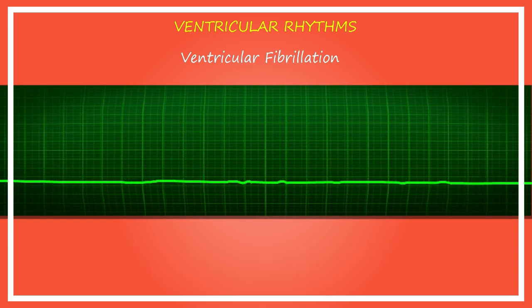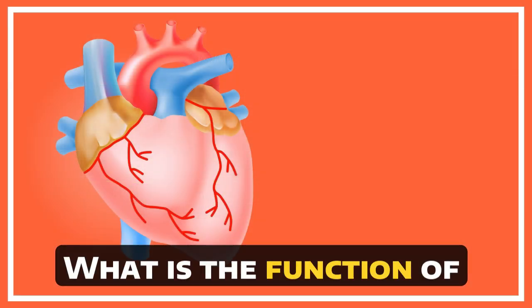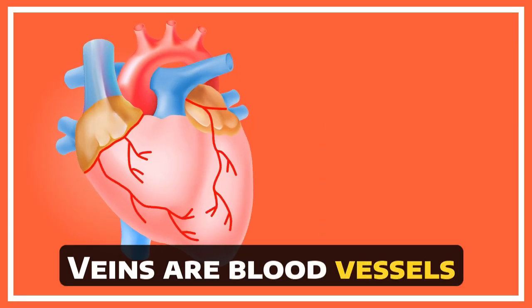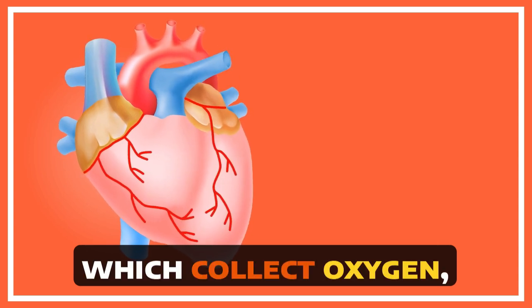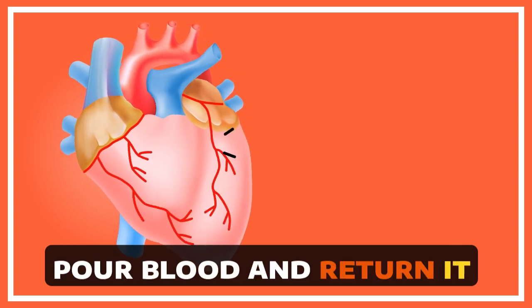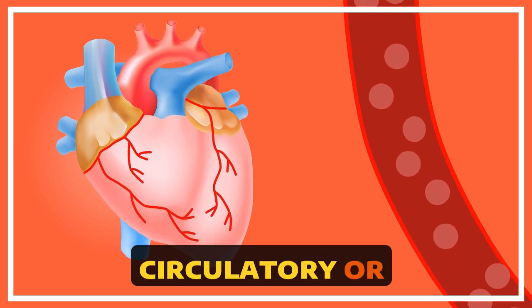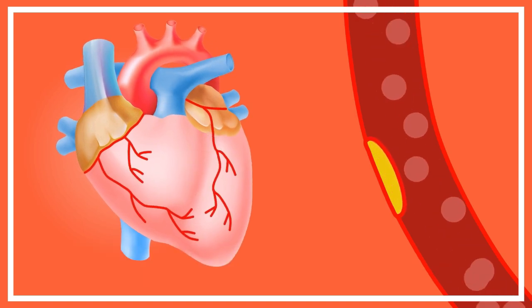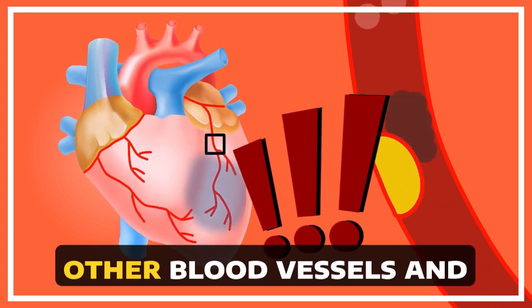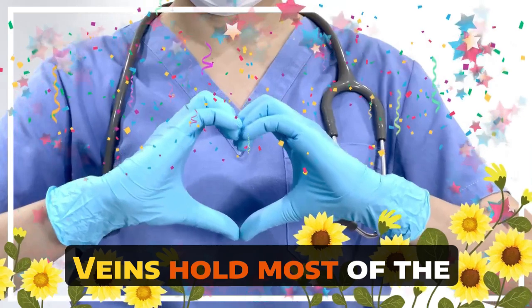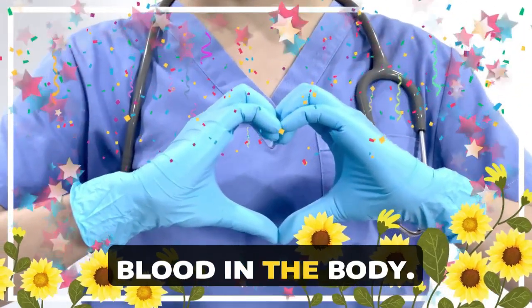Question number 8. What is the function of the veins? Answer. Veins are blood vessels throughout the body which collect oxygen-poor blood and return it to the heart. Veins are part of the circulatory or cardiovascular system. They work together with other blood vessels and the heart to keep the blood moving. Veins hold most of the blood in the body.